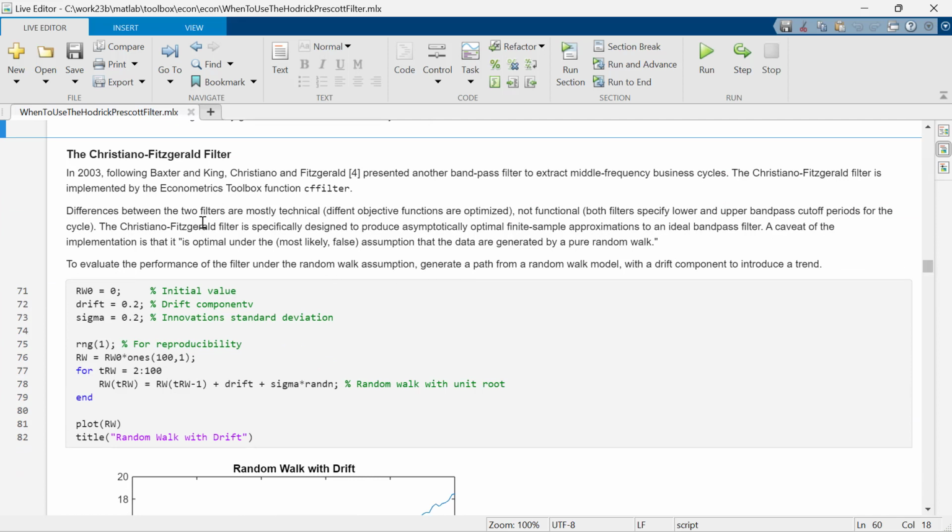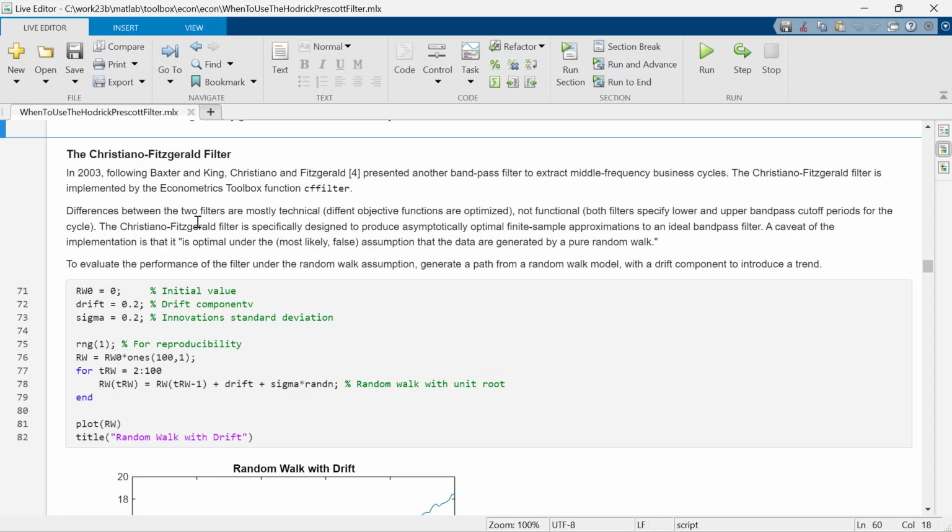Not long after Baxter and King put out their paper on a bandpass filter for computing business cycles, Cristiano and Fitzgerald followed up with another version of a bandpass filter. Same idea, that they were going to cut out low frequencies and cut out high frequencies and identify the business cycle as something in the middle, using the same defaults as Burns and Mitchell's. Same idea as what Baxter and King suggested, but the mathematics was a little different.